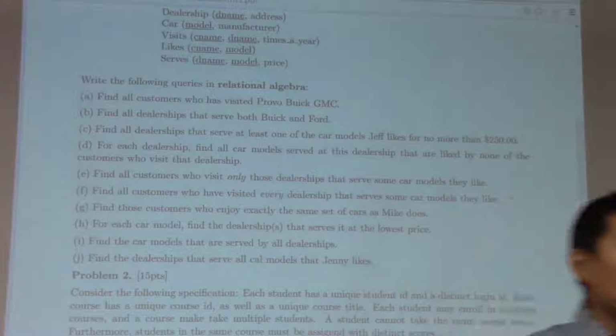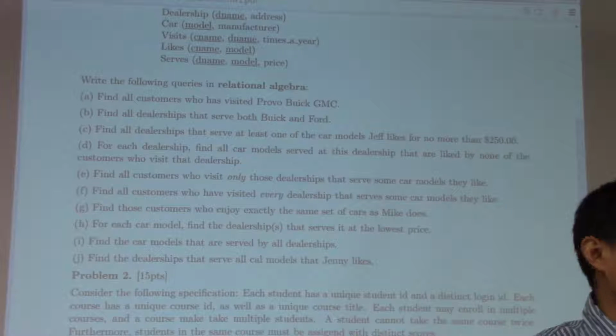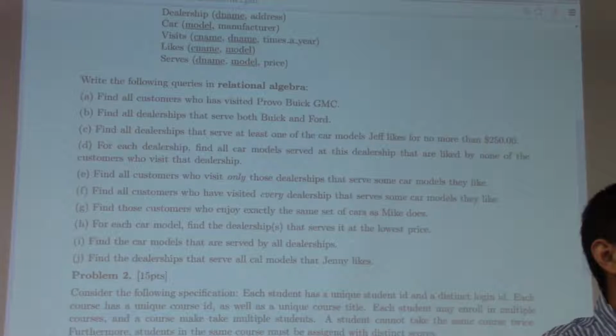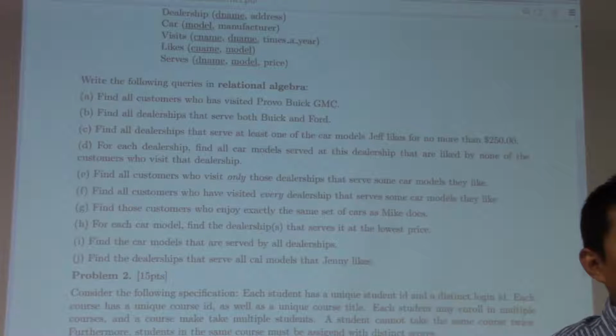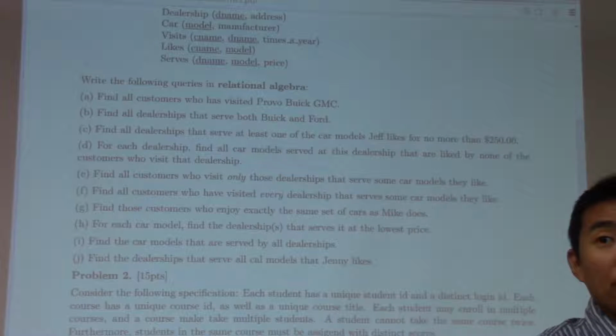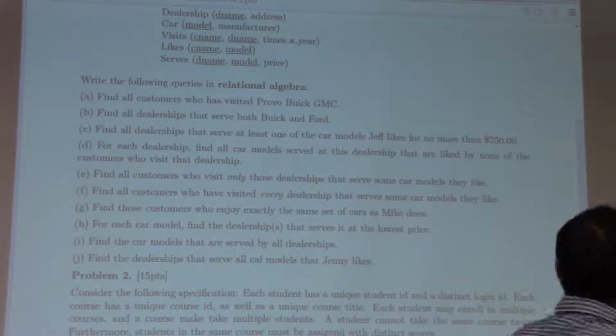But for F, it says you need to visit all such dealerships that serve some car you like. I don't really care whether you have visited some additional dealership that actually serves no car you like. You can do that. But given the condition that you have visited every dealership that has some car you like, outside that, I don't really care. That's what F says. You follow me? So how do you do that?